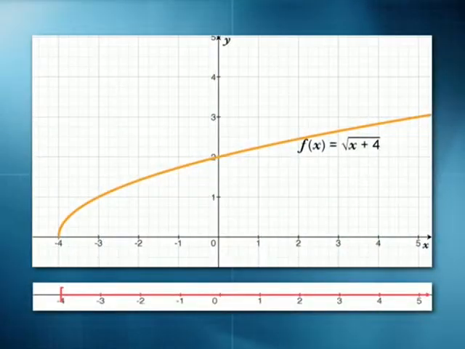Here's a picture of the square root of x plus 4. It looks like the square root function, doesn't it? But it's been shifted 4 units to the left. And down below this picture, I've drawn the x-axis with the domain indicated by a sort of a red line starting at minus 4 and going off to the right. And this indicates that the domain starts at minus 4 and grows without bound.